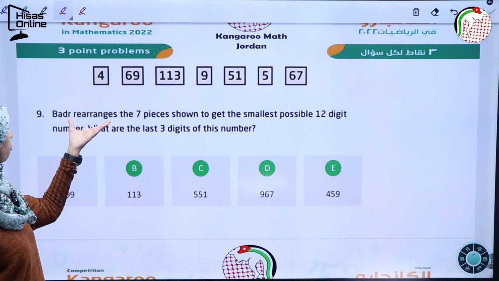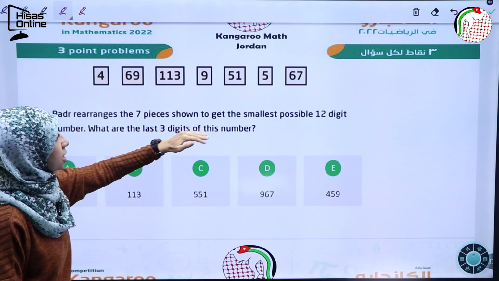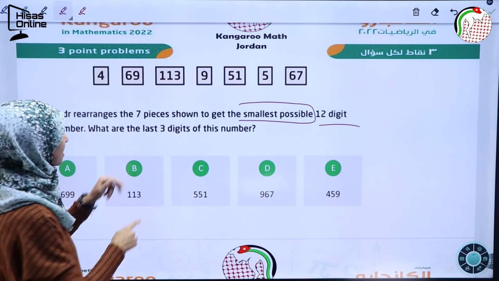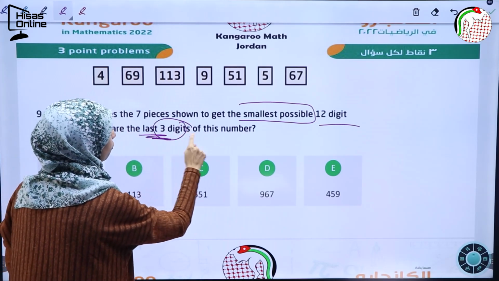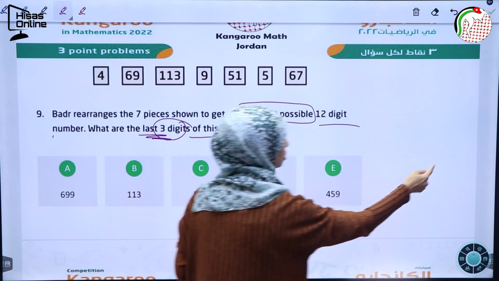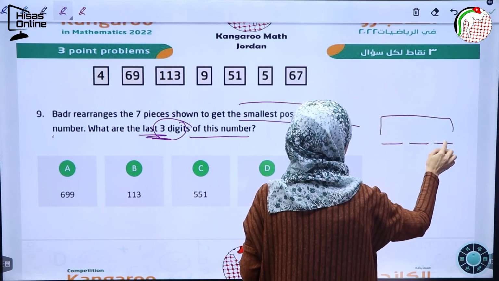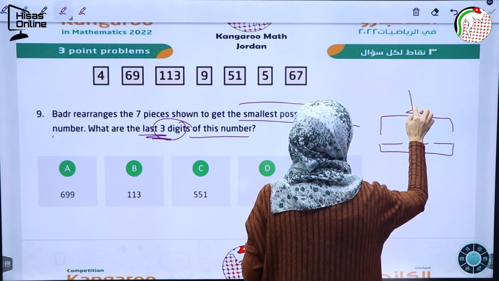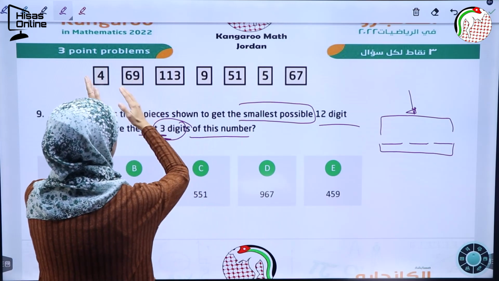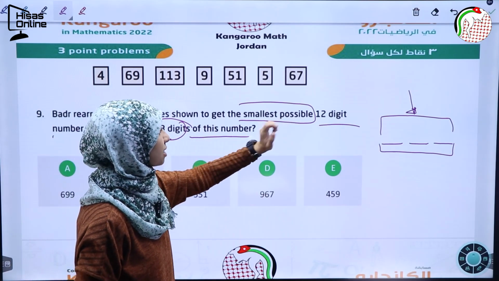Question 9. Badr rearranges the 7 pieces here, 1, 2, 3, 4, 5, 6, and 7, to get the smallest possible 12-digit number. What are the last 3 digits of this number? The last 3 digits means the first period, which is ones, tens, and hundreds. Those are the last 3 digits. Now we need to know, if he rearranged those, what would be the last 3 digits.